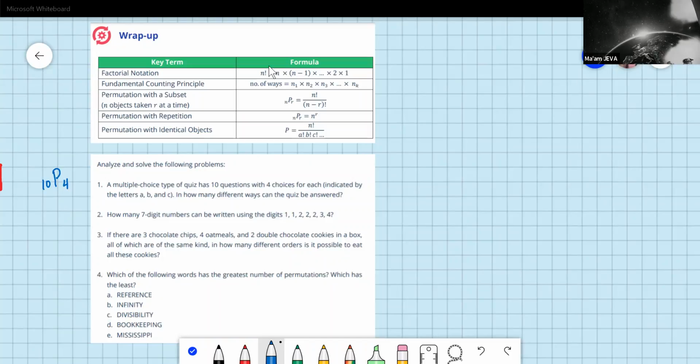Okay, let's model and illustrate it. A multiple choice type of quiz has 10 questions, so there are 10 questions, with 4 choices. So there are 4 choices. Which is the event? You still remember that?